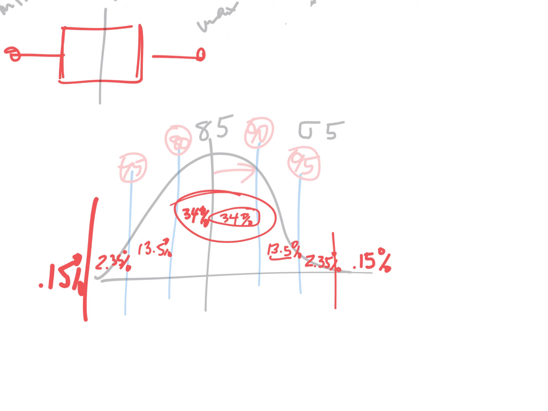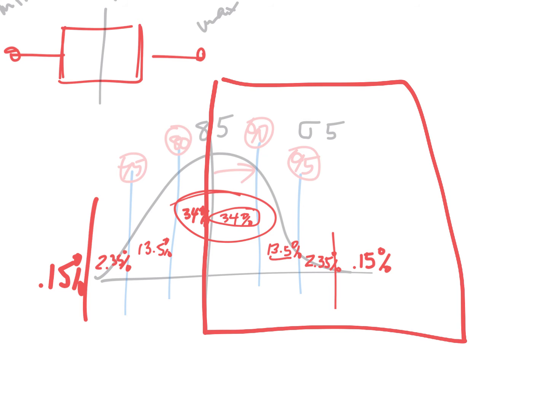Okay, so if I said, what percent of people were above 85? It's kind of a trick question. Think about it for a second. What are all the ones above 85 going to add up to? Say it if you know it. 50%. Yeah, 34 plus 13.5 plus 2.35 plus 0.15. It adds up to exactly 50%.